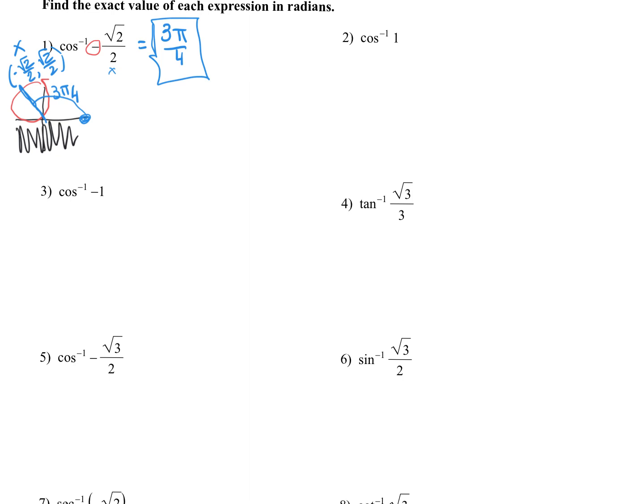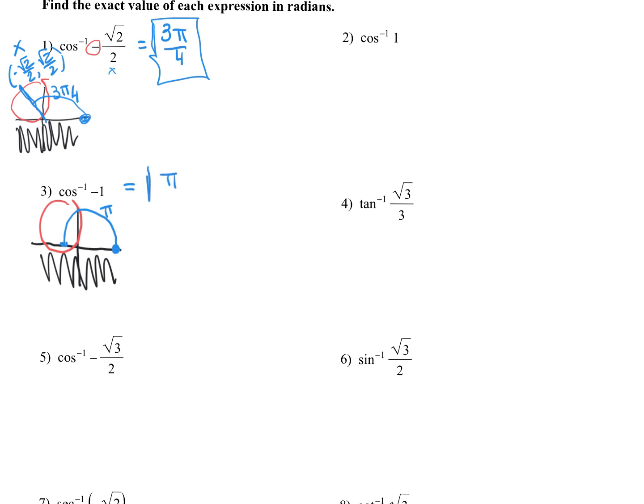I'm going to keep doing the odds. Number 3, it says arc cosine. Again, arc cosine's hot lava is on the bottom. It's negative again, so we know we're going to be somewhere over here. We want to start here and get to where cosine is a negative 1. Well, that happens all the way right here when you look in your unit circle. This angle here is called pi.